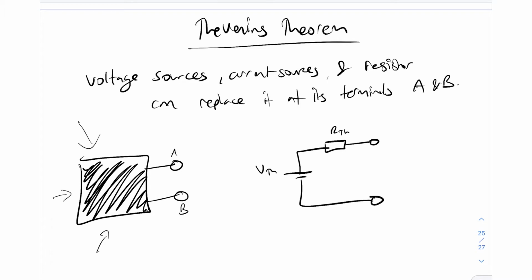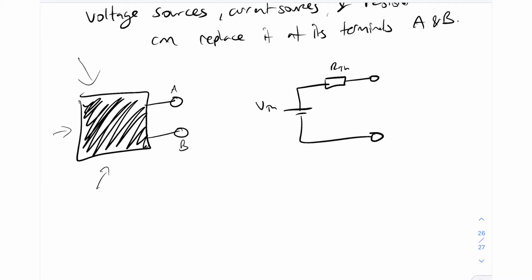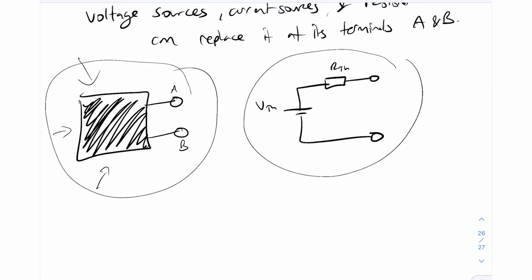So we can take any electrical network that contains voltage sources, current sources, and resistances, and it can be replaced at the terminals A and B by an equivalent combination of a voltage source, V Thevenin, in series with a resistance, R Thevenin. Okay, so that's what that looks like. This is basically what we're going to be doing: taking a more complicated circuit and simplifying it down to this. When it comes to getting this V Thevenin, this voltage, it's going to be the open circuit voltage at these two terminals. That's how we're going to work out the voltage.